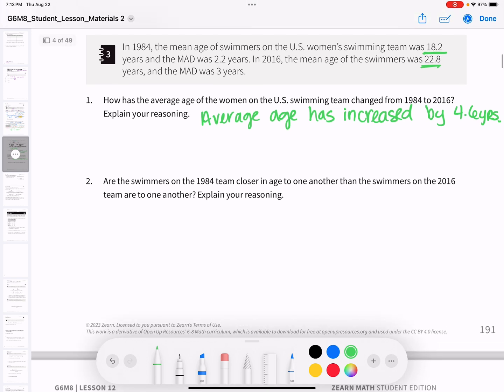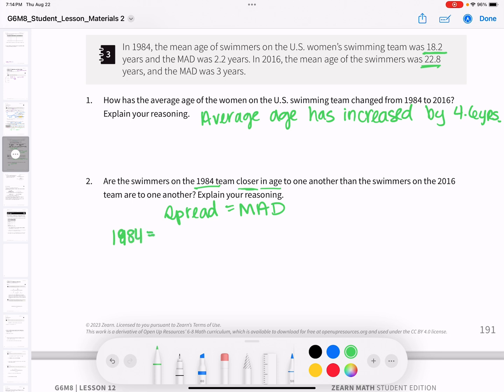Are the swimmers on the 1984 team closer in age to one another than the swimmers on the 2016 team? Well, closer in age would be talking about their spread. So we would have to look at the MAD, right? The mean absolute deviation. So whichever mean absolute deviation is higher, that means it has more variability, which means it's more spread out.